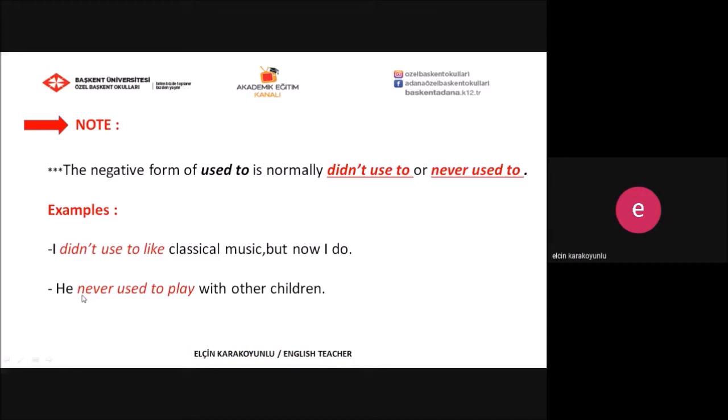So let's remember, when we use "never" in a sentence, the meaning changes into a negative form. That's why we use the positive form of the sentence structure, but the meaning is negative. I didn't used to like classical music, but now I do. He never used to play with other children. So it means that he didn't used to play with other children.